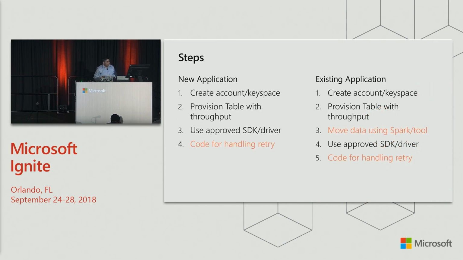So now, how do you basically work with Cassandra API? As you already saw, it is dead simple. There are 2 ways. You have a new application. New application is very straightforward. You don't have to move the data. In the case of existing applications, you'll need to move the data, right?